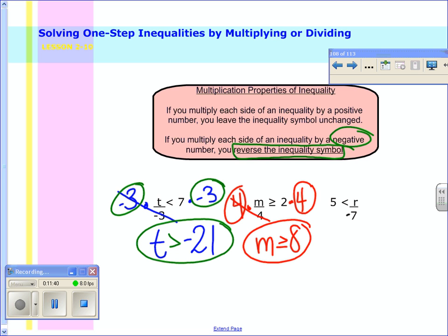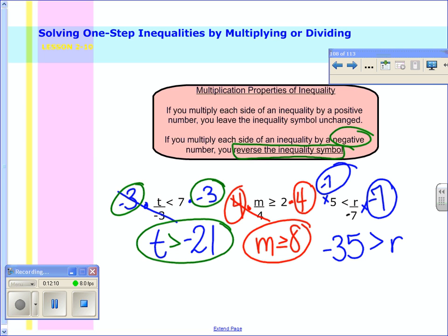All right, and then on the third one, we have 5 is less than r divided by negative 7. Well, we have r divided by negative 7. In order to get rid of that negative 7, I have to do the opposite, so times. And I do that to both sides, and I get negative 35, and I get r. Now this time, I multiplied both sides by a negative number, so my sign reverses. So it went from less than to greater than.